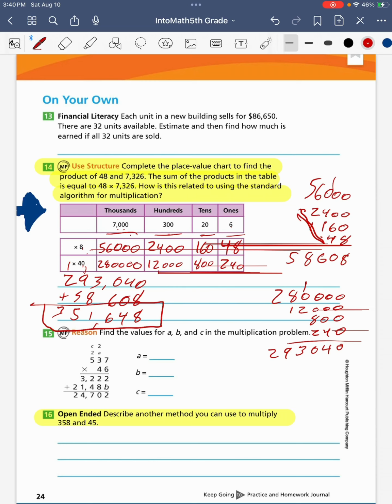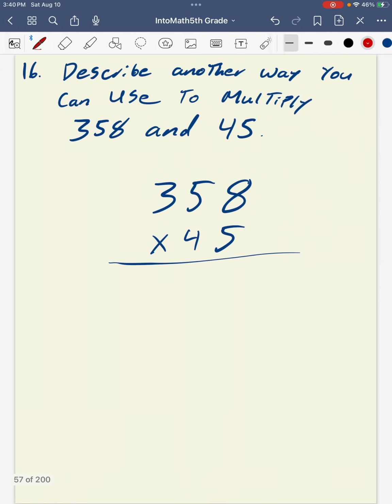This is the same math as if I were to align it vertically. This just breaks it down, so we're multiplying by the ones, by the tens, by the hundreds, and by the thousands, and then add up all the product.